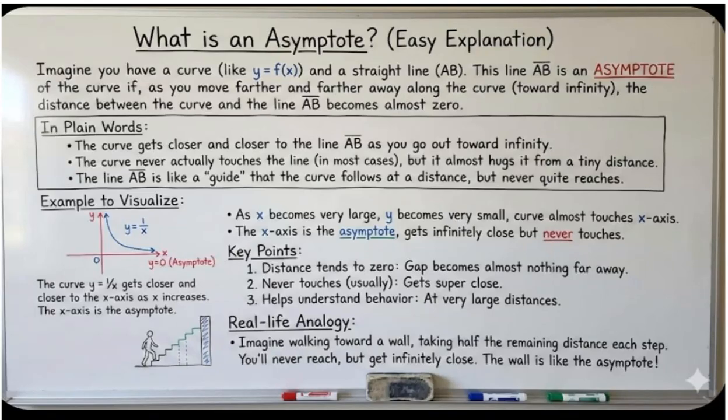Okay, let us start our discussion. So far, we discussed the basic concept of the line and slope of the line, how to find the equation of the line, all those things. Now, we are coming to the concept of asymptote.